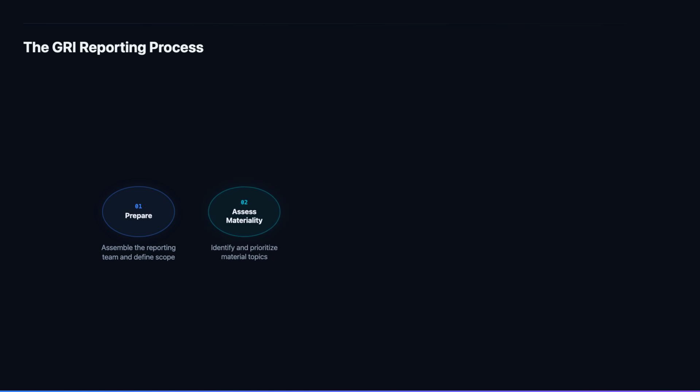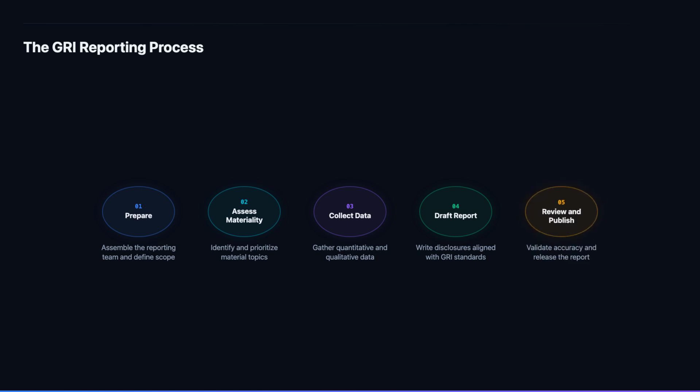The materiality assessment identifies which sustainability topics are significant enough to include in our report. Systematic data collection across all material topics ensures we have the evidence to support our disclosures. We draft each disclosure following the specific requirements of the applicable GRI universal and topic standards. Internal review and external assurance validate the accuracy and completeness of our report before publication.